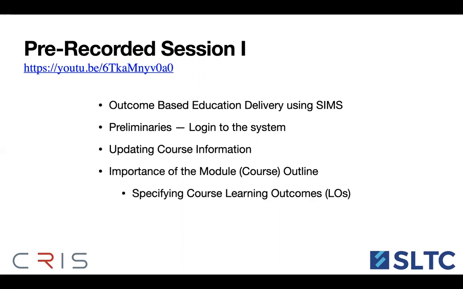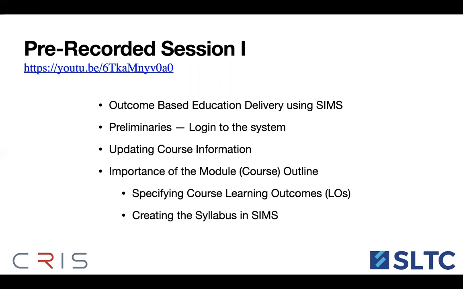process using SIMS. Specifically, we saw how to specify course learning outcomes in SIMS, which is a must, because everything will be mapped to the learning outcomes, and therefore this is an absolutely essential part in using SIMS. Then how to create the syllabus in SIMS, and how to map each of the learning activities to the learning outcomes. So in the syllabus, you have two types of categories.